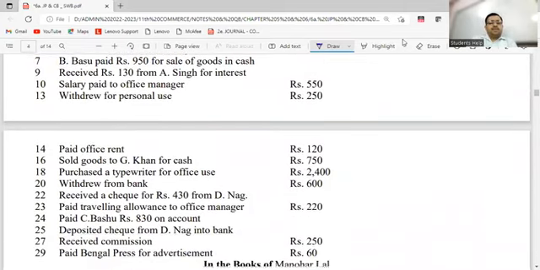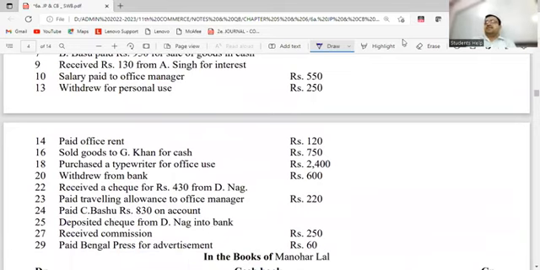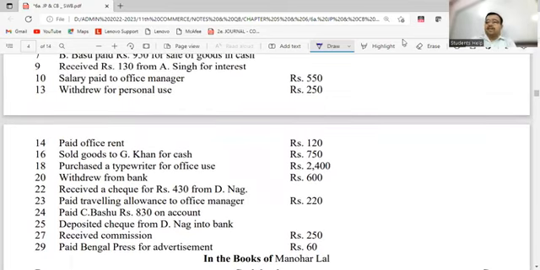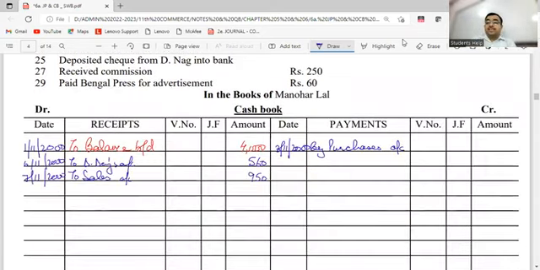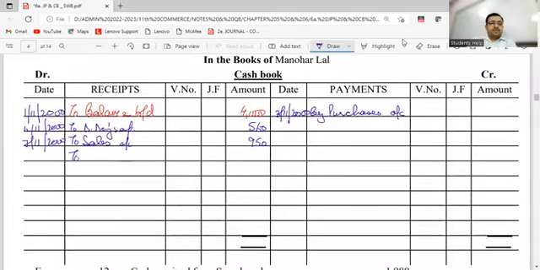So received 130 from A.S.I.N.G for interest. Journal entry, children. Cash account debit to interest. Certain students are saying A.S.I.N.G. Why are they saying so? Because they are careless. A.S.I.N.G से किस लिए पैसा मिल रहा है? इंटरेस्ट के लिए. So we'll write to interest account. How much? 130. इसीलिए बोला जा रहा था भाई ध्यान से सो कॉल्ड जर्नल पढ़िए. Got it, children? Quickly complete it.